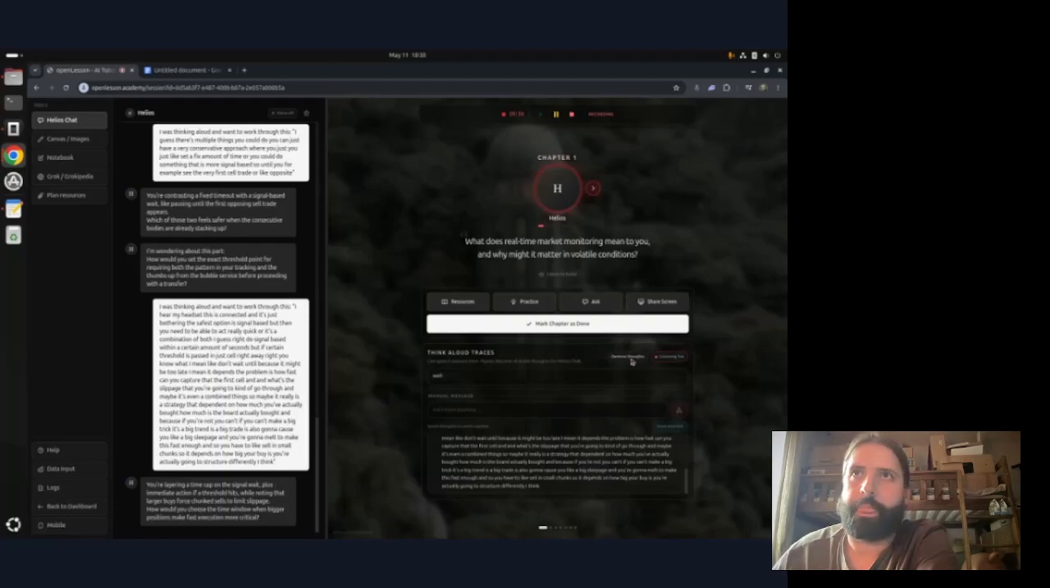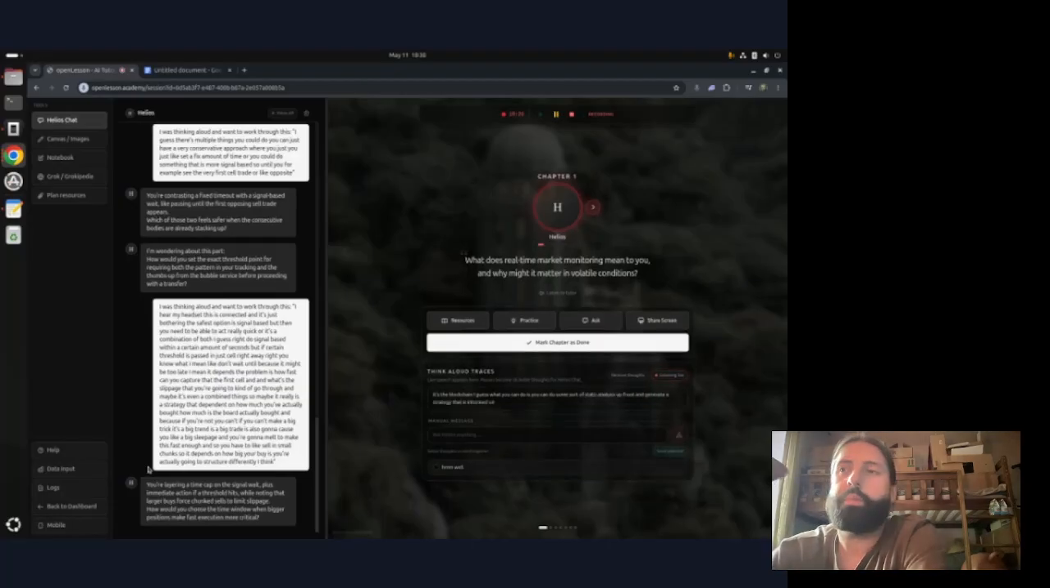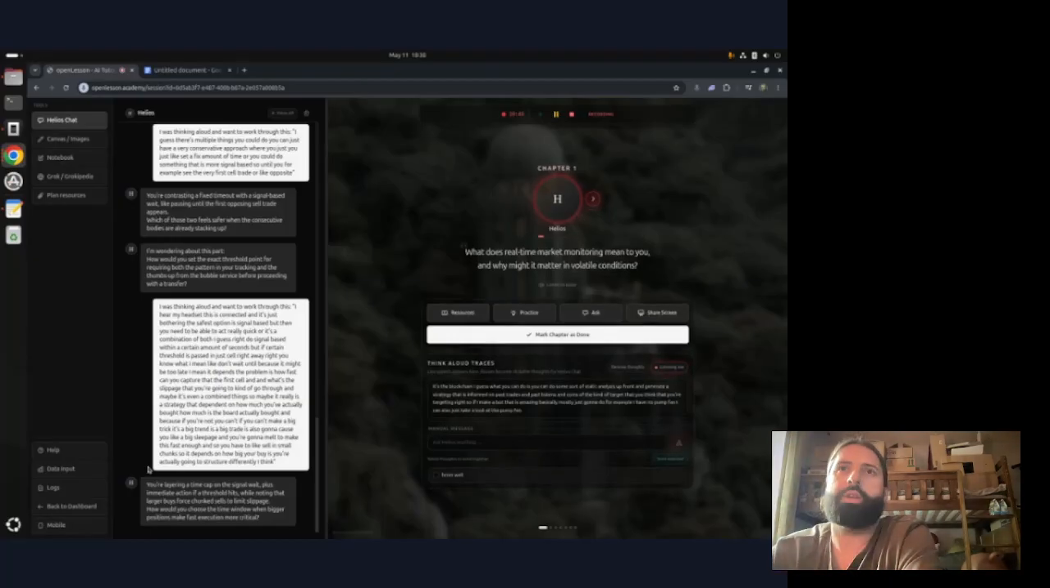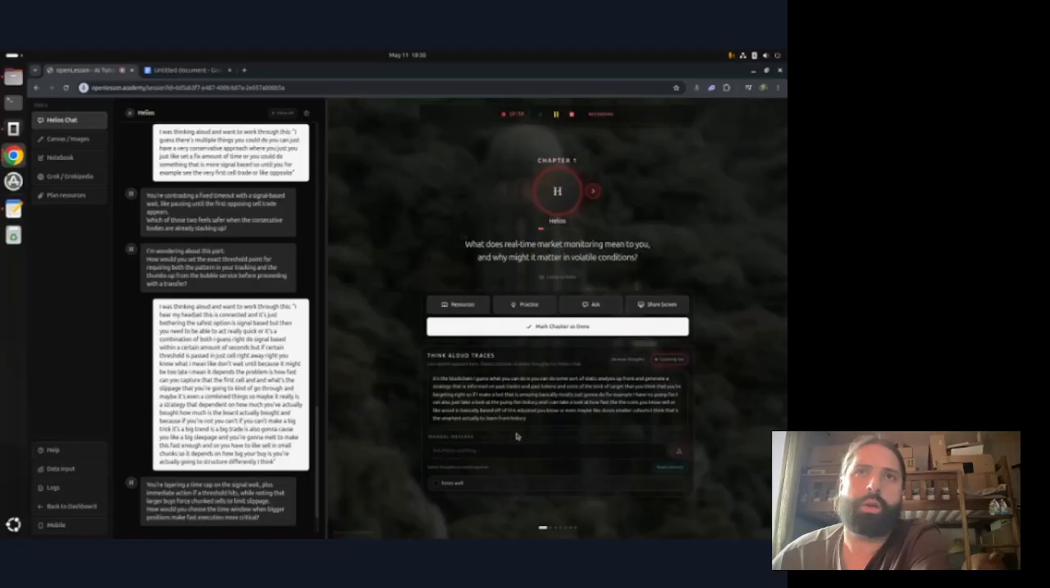Well, it's the blockchain. I guess what you can do is some sort of static analysis up front and generate a strategy that is informed on past trades and past tokens and coins of the kind of target that you think you're targeting, right? So if I make a bot that is mostly just going to do, for example, PumpFun, I can take a look at the PumpFun history, and how fast the coins sell, and basically adjust based off of this, or even do smaller cohorts. I think that's the smartest actually, to learn from history.